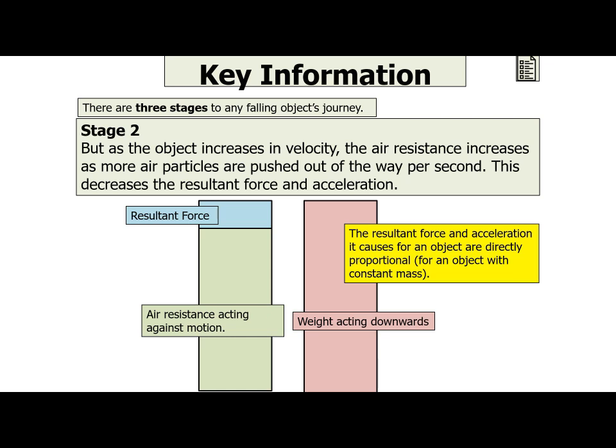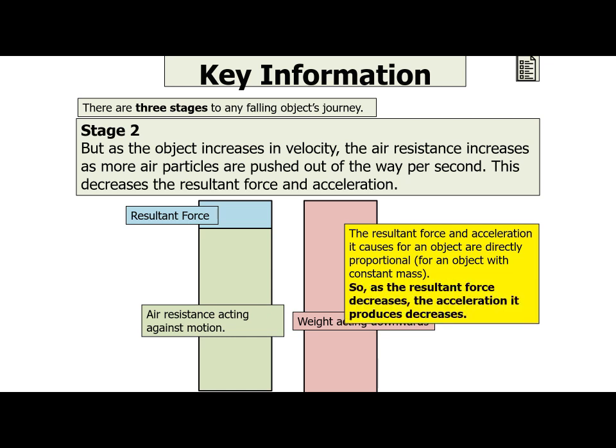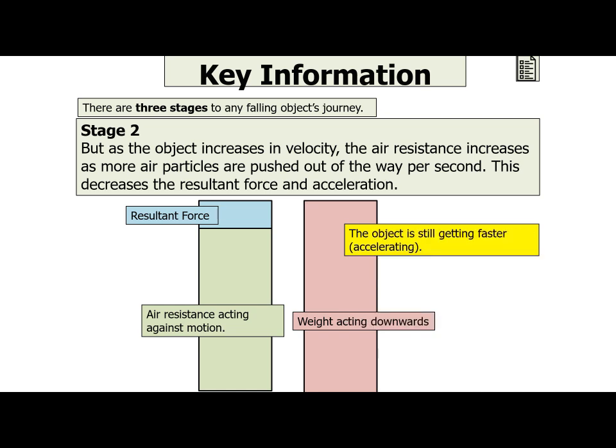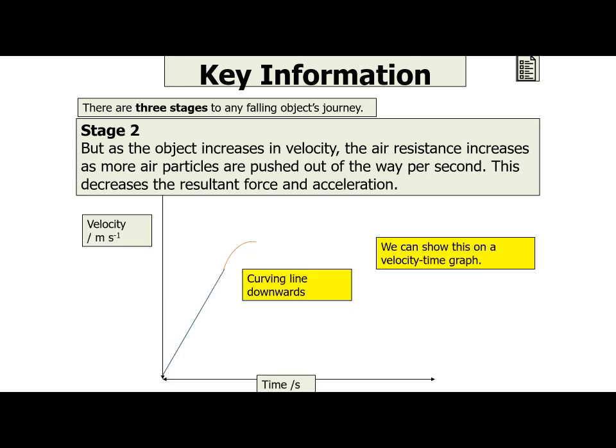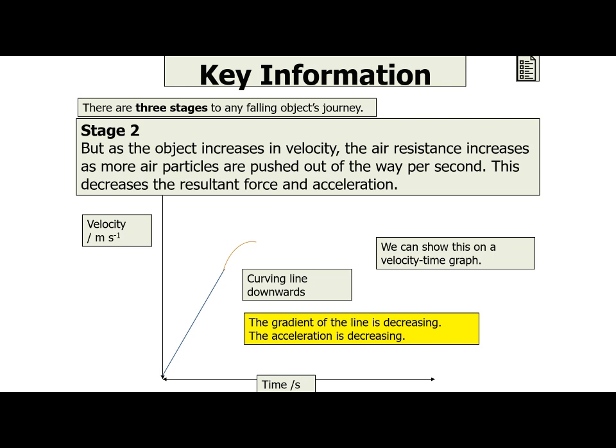The resultant force and the acceleration it causes for the object are directly proportional for an object with constant mass, which is Newton's second law of motion. So as the resultant force decreases, the acceleration it produces decreases. So the object is still accelerating, is still getting faster, but at a slower rate. You observe this in our velocity time graph, with a line curving downwards, because the gradient of the line is decreasing, the acceleration is decreasing, but the velocity is still increasing, but at a slower rate.